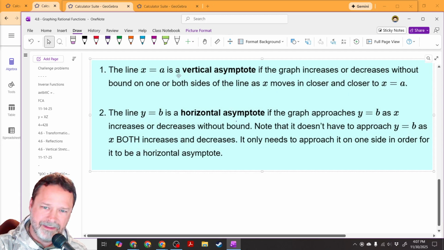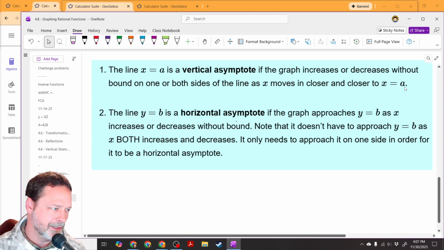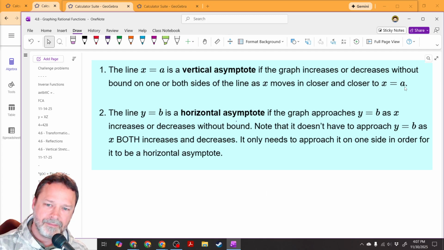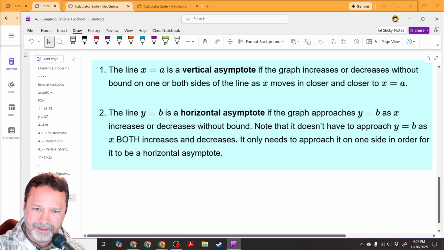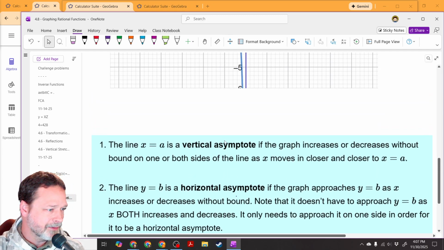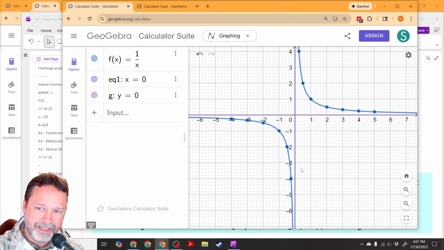Line x equals a is a vertical asymptote if the graph increases or decreases without bound on one or both sides of the line as x moves closer and closer to that value, x equals a. In this case, for us, it was x equals 0. And then we have our horizontal asymptote, and I've explained that here, so you can read that as well. So that is the general gist. That is what the line y equals 1 over x looks like. And that is what I really want to go over with you guys today.